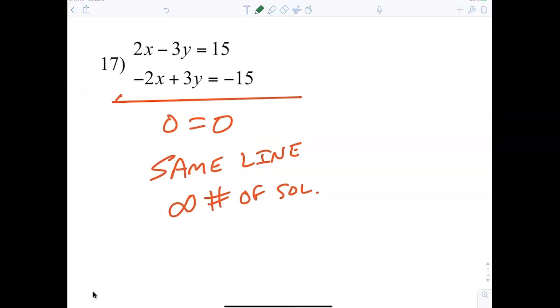That was a nice one, right? I got 0 over 0. Well, not 0 over 0. 0 equals 0. There you go. So that means it's an identity, which means it's the same line, which means there's an infinite number of solutions. You agree with that? All right, so you have to know the difference between infinite number of solutions and no solutions, parallel lines. Somebody else? Good. Let's try 22.